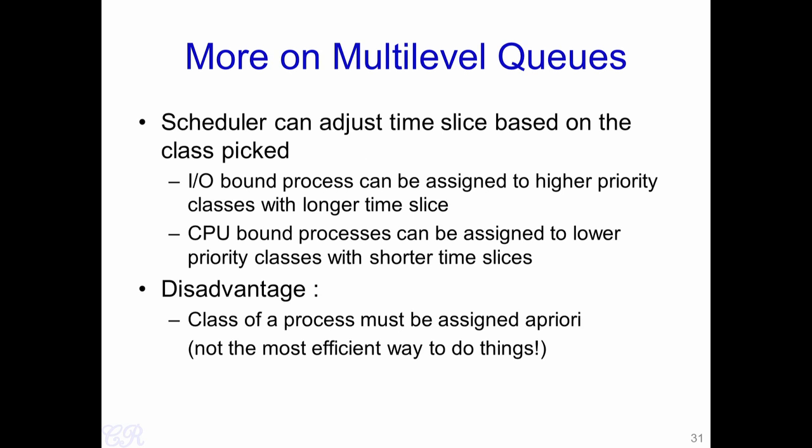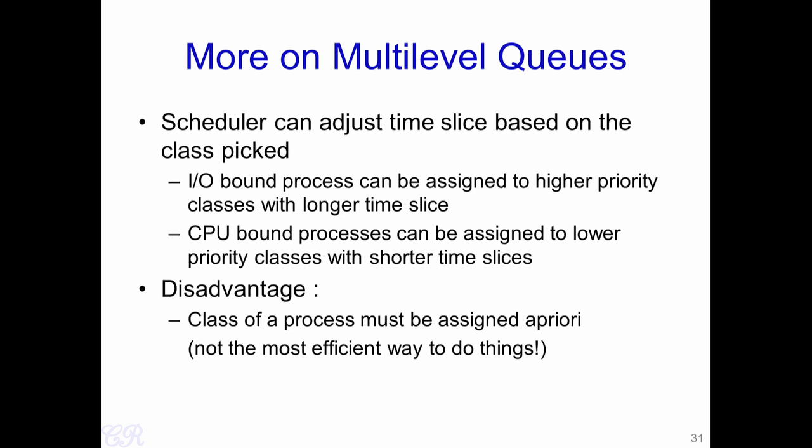Further, in schedulers that support multi-level queues, the scheduler could adjust the time slice based on the priority class that is picked. So, IO bound processes are typically assigned a higher priority class and a longer time slice. This ensures that the IO bound processes would be quickly serviced by the CPU as soon as possible. Also, the longer time slice will ensure that the burst of the IO bound process completes before the time slice completes. CPU bound processes on the other hand are assigned a lower priority class and given shorter time slices.